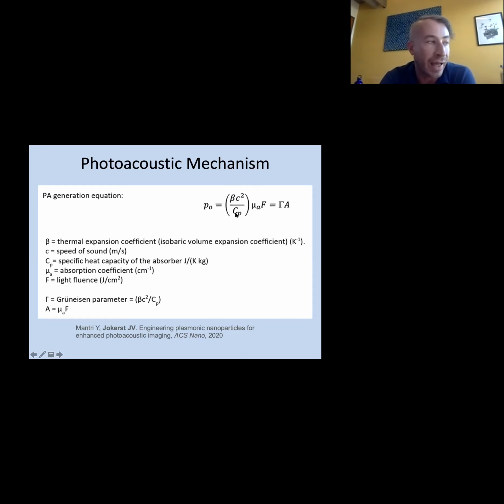So if you have something that you have to put a lot of heat into in order for it to increase a Kelvin, that's going to have a lower signal. It's going to be a function of the absorption coefficient. So if your material absorbs a lot of light, then it's going to be a really good photoacoustic contrast agent. And finally, the incident light fluence. So if you're shining a really powerful laser, you're probably going to get more photoacoustic signal.